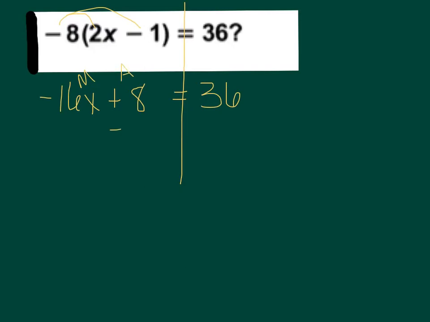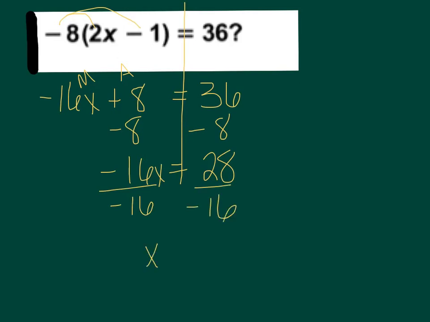So I have multiplication here, and I have addition. So I'm going to get rid of my addition first by subtracting. So negative 16x equals, and then 36 minus 8 is 28. Divide by negative 16, because that's multiplication. Now 16 will not go into 28 evenly, so I'm just going to simplify it. Notice, though, it is subtraction. 4 will go into both of them, so 4 will go into 28 7 times, and 4 will go into 16 4 times. So my answer is negative 7/4.